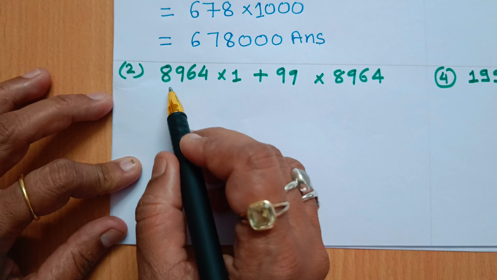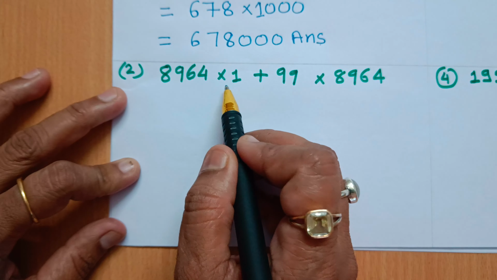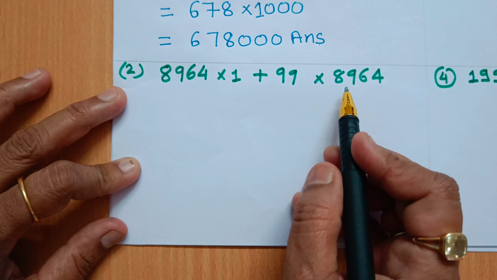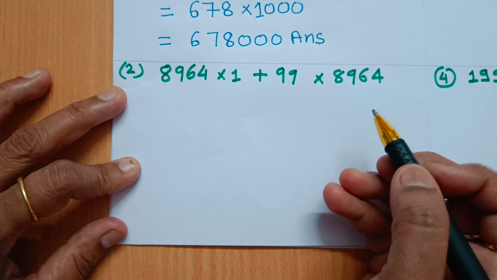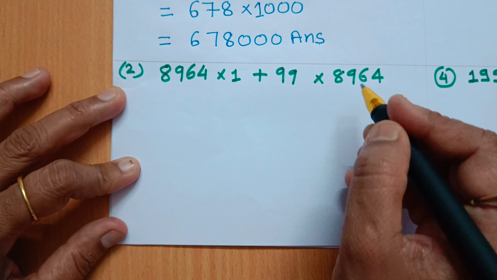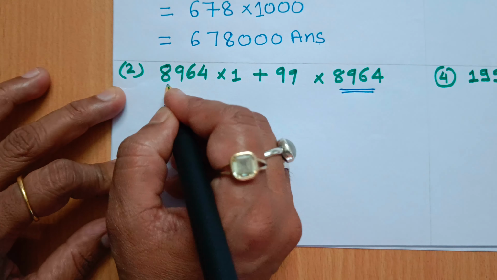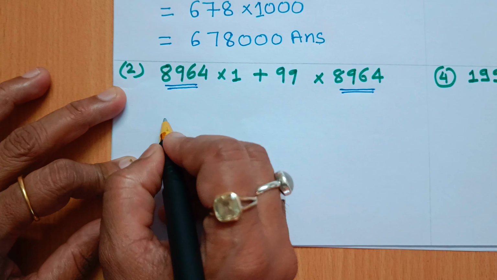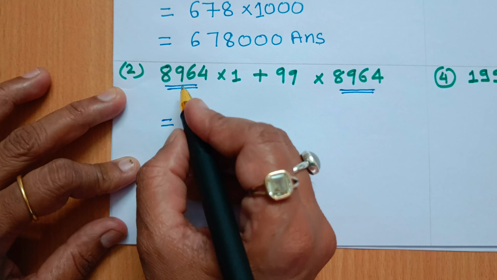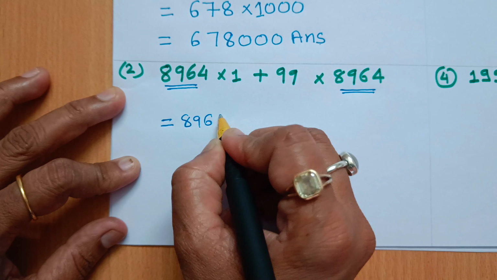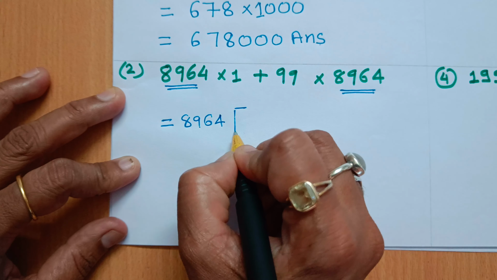Here 8964 multiplied by 1 plus 99 multiplied by 8964. Now in both terms, the common number is 8964. Therefore, we are taking the common 8964 from both terms.